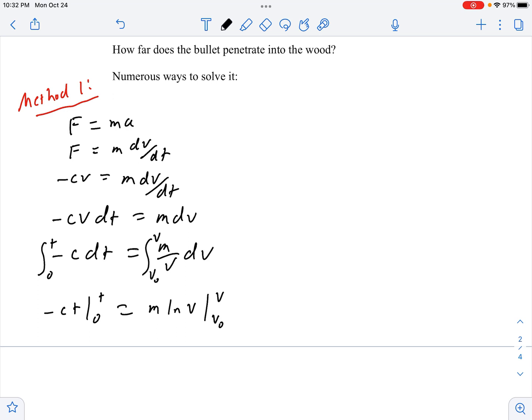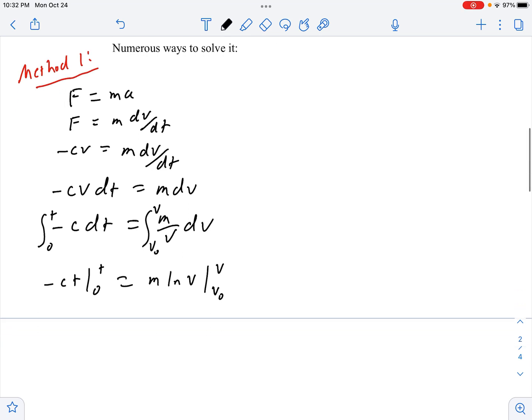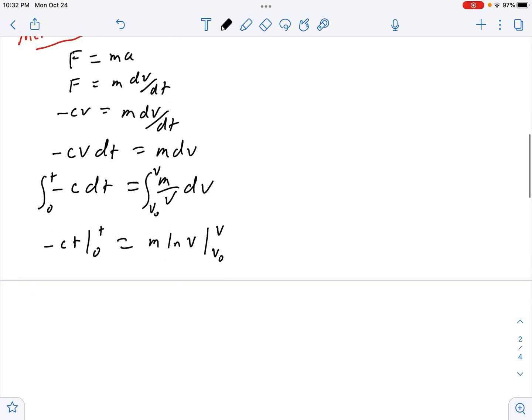If you are really good with your math and your functions, you know that the natural log of 0 is an undefined number, which is why we want to avoid that 0 in there, number one. And then number two, like I said, we're trying to find a position function, and we're not at position yet. We're getting there. So left-hand side, let's evaluate. So we've got negative c t minus negative c of 0.